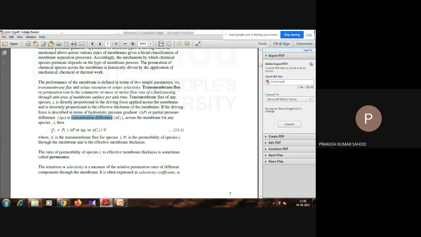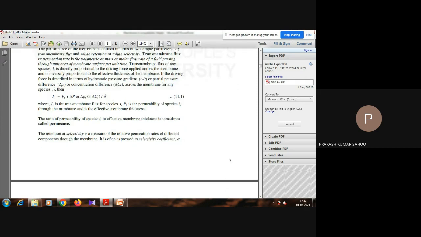Then the transmembrane flux Ji of the ith species is equal to Pi multiplied by delta P, the total pressure gradient, or partial pressure gradient delta pi, or delta Ci, the concentration difference, divided by delta, where Ji is the transfer flux for species i, Pi is the permeability of species i through the membrane, and delta is the effective membrane thickness.